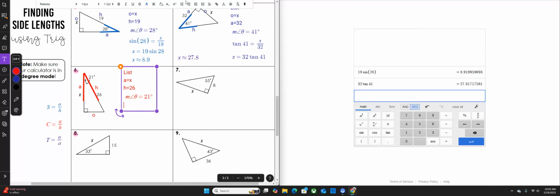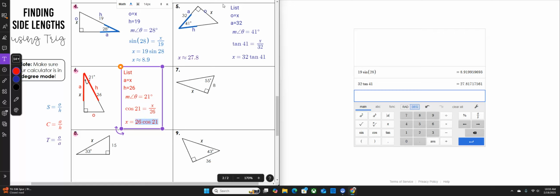We're going to do a setup. So we can see that we have A and H. We look over at our mnemonic, which one has A and H? That's going to be cosine. So we're going to say the cosine of 21 is equal to the adjacent unknown side over the hypotenuse of 26. We see x is still up high, so we're going to multiply. Again, the way that looks when written down is just going to be x is equal to 26 times the cosine of 21. We can highlight, copy, and paste if we're using the Desmos calculator.